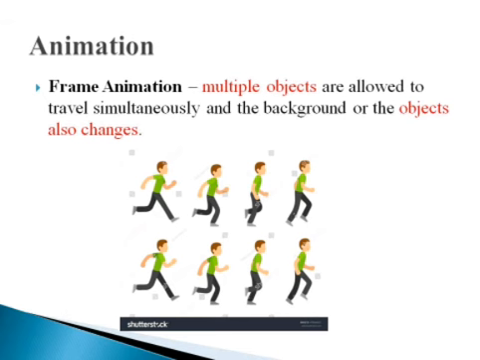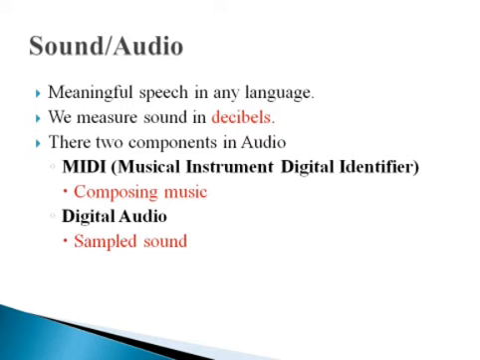Next is your frame animation. In frame animation, multiple objects are allowed to travel simultaneously. That is, even your background can change, and the object also changes. For example, if the person is standing in the first picture and he is moving in the second, it seems like he is running. If the background is also changed and he is moving from one place to another, from one house to another house, this is called frame animation. Are you able to find the difference between path animation and frame animation? Clear, boys?